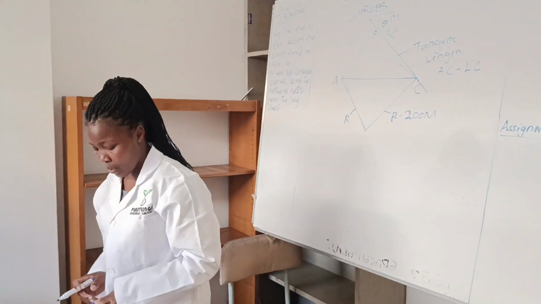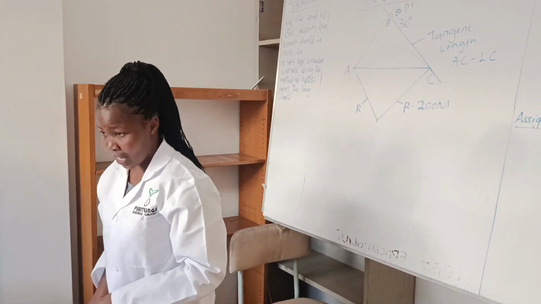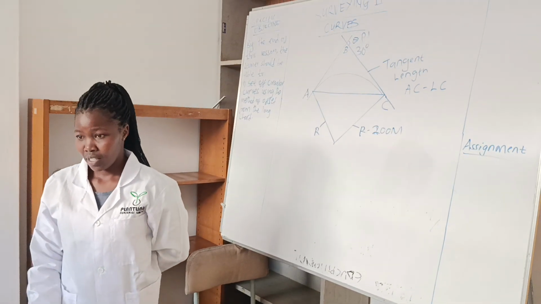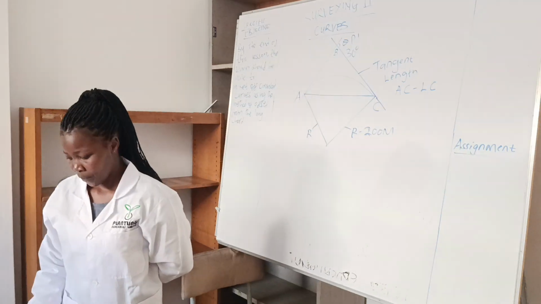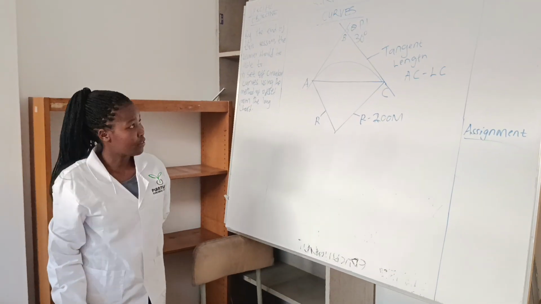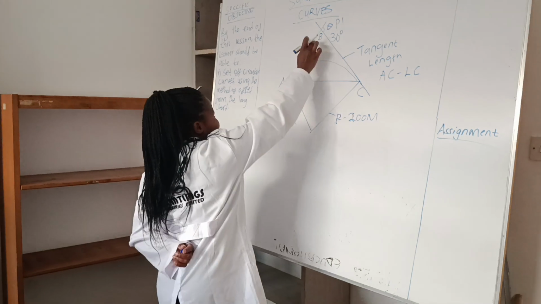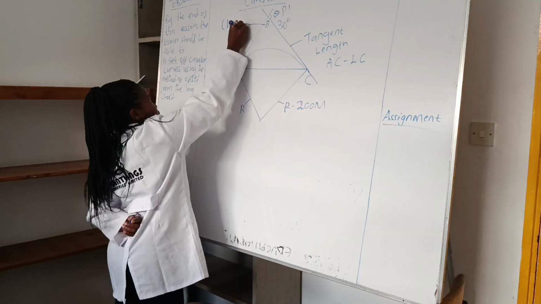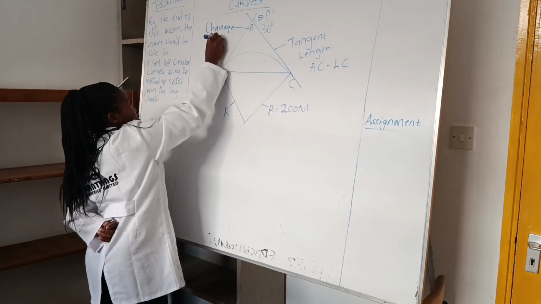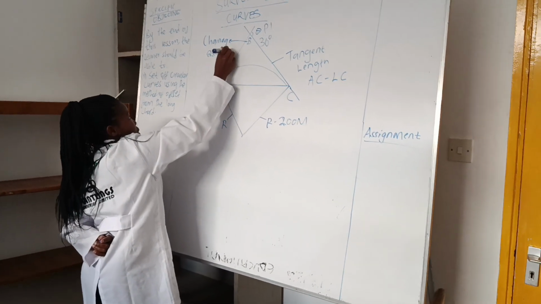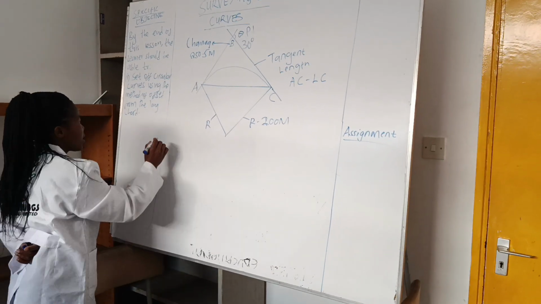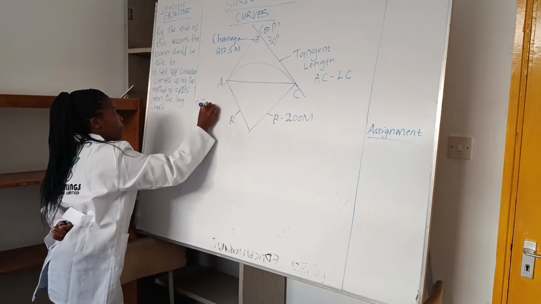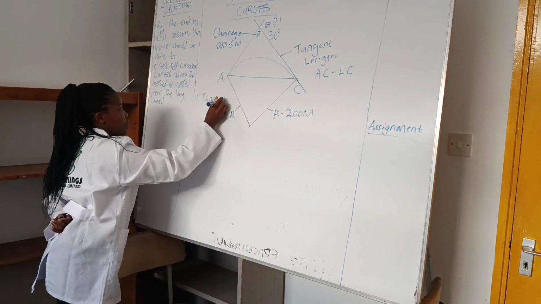The first step you need to do is find the tangent length. And in our question, we have been given the chainage. What is the chainage? Chainage at point B is 250.5 meters. The first point you need to start with is to find your tangent length.